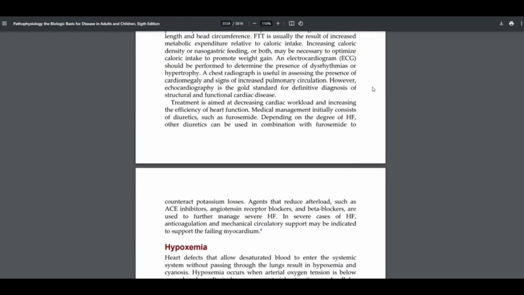Treatment is aimed at decreasing cardiac workload and increasing the efficiency of heart function. Medical management initially consists of diuretics such as furosemide, depending on the degree of heart failure. Other diuretics can be used in combination with Lasix to counteract potassium losses. Agents that reduce afterload, such as ACE inhibitors, angiotensin receptor blockers, and beta blockers, are used to further manage severe heart failure. In severe cases of heart failure, anticoagulation and mechanical circulatory support may be indicated to support the failing myocardium.